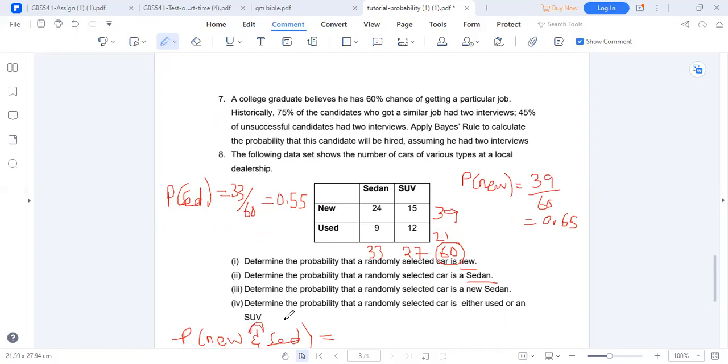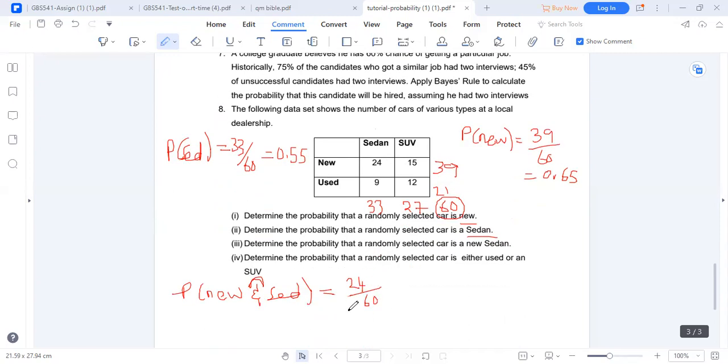Whenever we're doing intersection, we say where they meet, new and sedan. 24 over what? If it's intersection, it is over the grand total. But if there's a slash there, if it's given, it will be divided by the total down here. Is that clear? Yes.